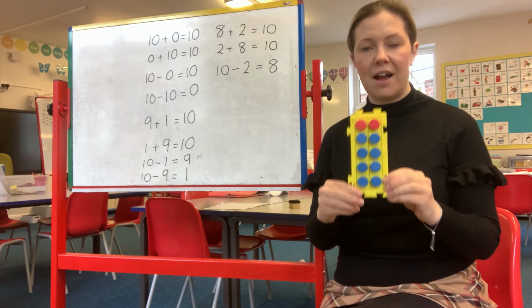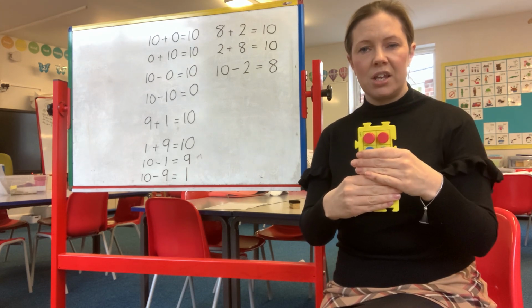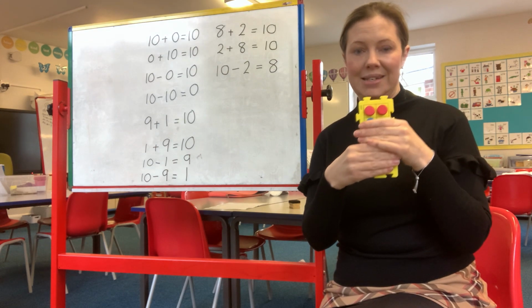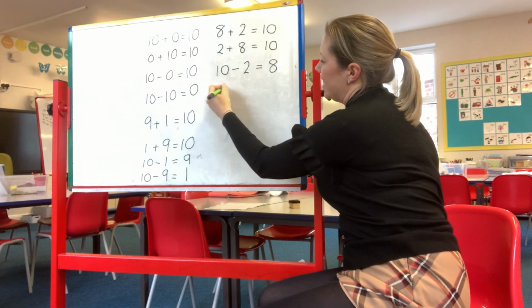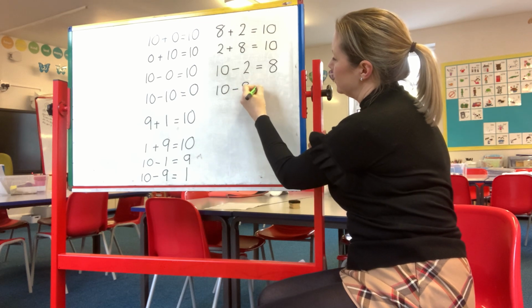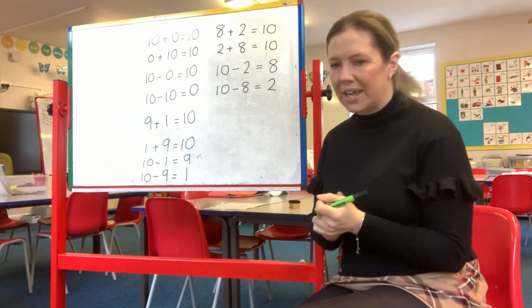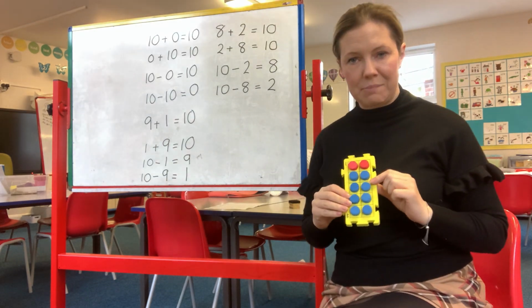Or you could say I've got 10 apples, I take away the 8 nice juicy good apples, and that left me with 2 bad apples. I'm going to write that down on here. So 10 apples, take away the 8 lovely juicy good apples, and that leaves me with the 2 bad apples. Okay, then I can keep going. There's other ways of making 10 as well.